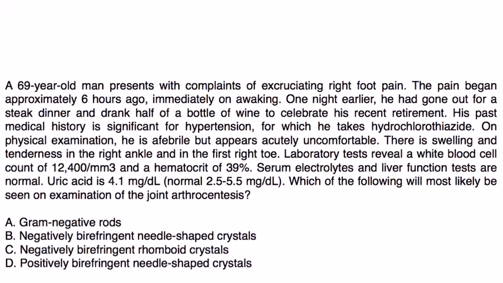A 69-year-old man presents with complaints of excruciating right foot pain. Pain began 6 hours ago. One night earlier, he had gone out for a steak dinner and drank half a bottle of wine to celebrate his recent retirement. Past medical history is significant for blood pressure, takes hydrochlorothiazide. Physical exam, he's afebrile, but appears acutely uncomfortable. Swelling and tenderness in the right ankle and first toe. Lab tests reveal a white blood cell count of 12,000, hematocrit 39, serum electrolytes and liver function tests are normal. Uric acid is also normal. Which of the following was most likely seen on examination of the joint arthrocentesis?